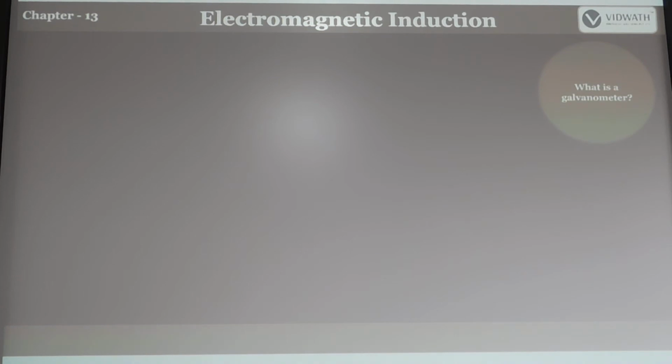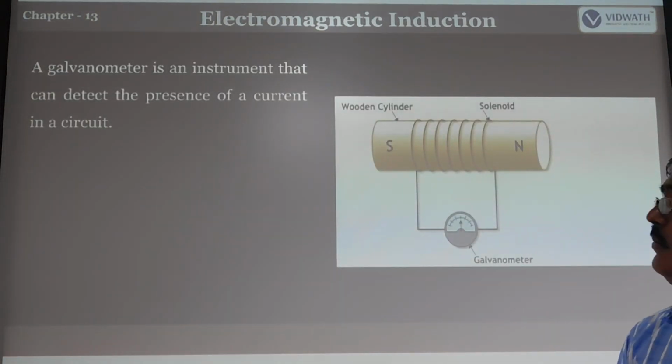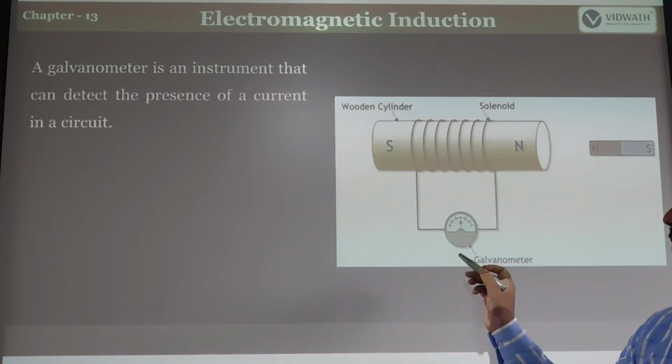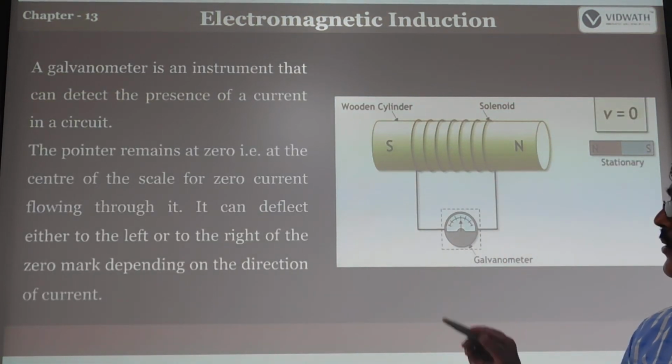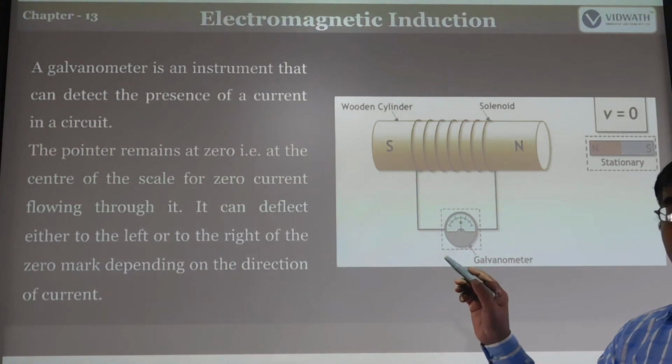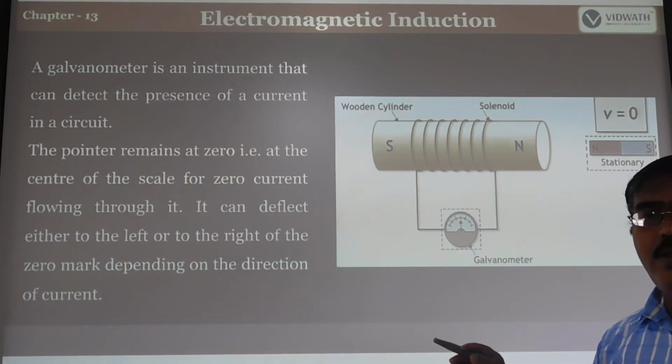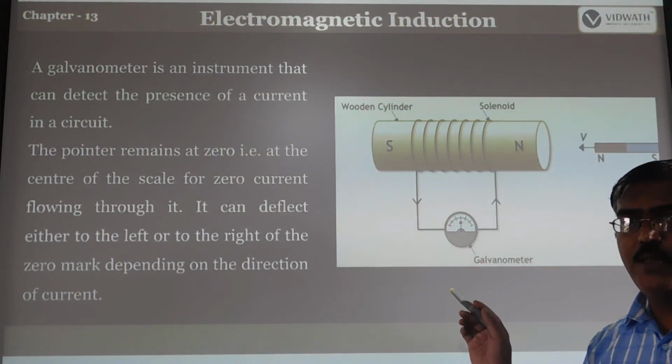What is a galvanometer? A galvanometer is an instrument that can detect the presence of current in a circuit. Either it is deflected, or it shows zero, which means it is not deflected and no current is passing. It can deflect in either the north or south direction.